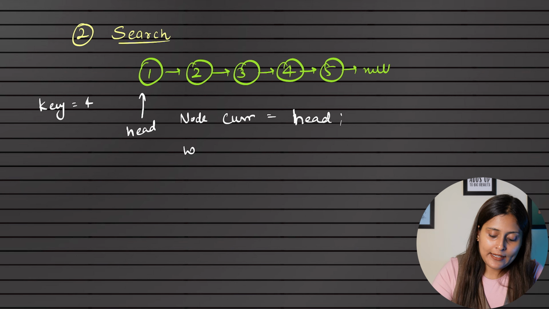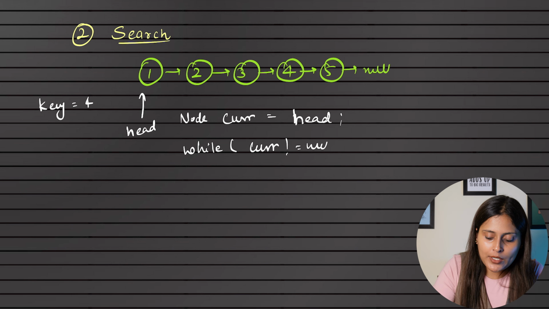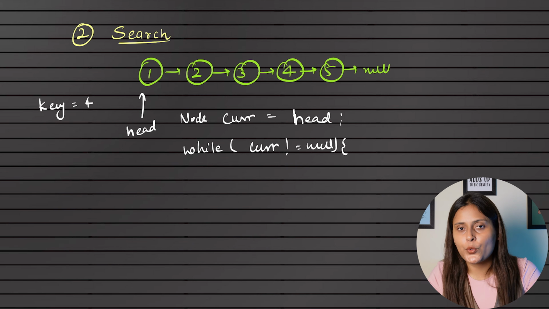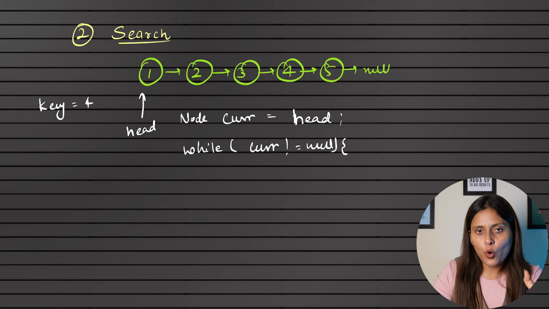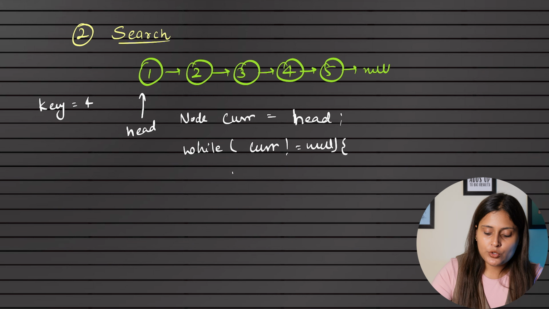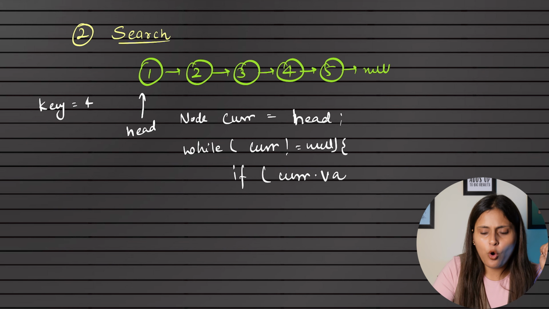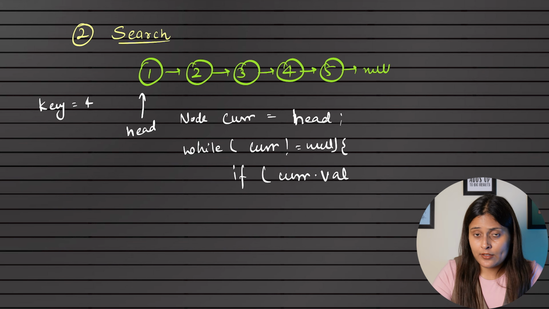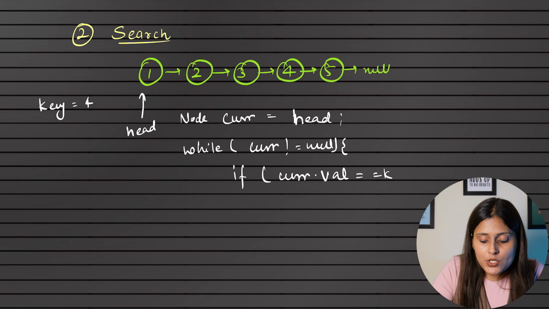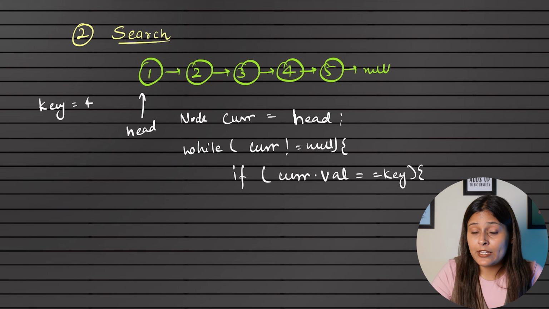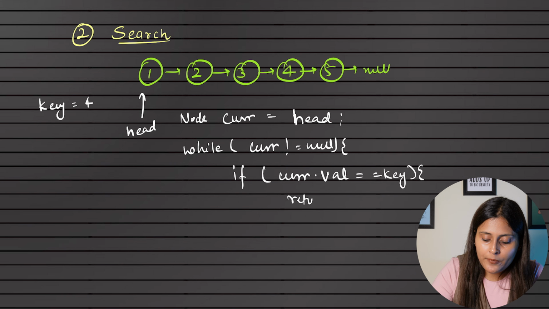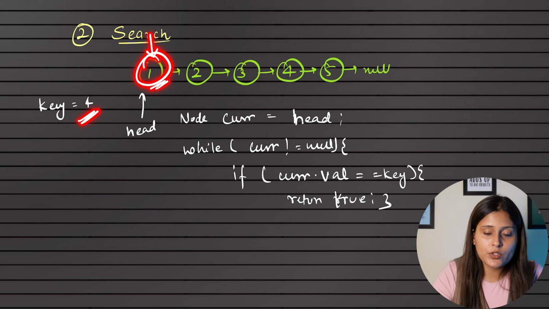So what do we have to write? We simply write a while loop: while my current is not equal to null. Now in this, what do I want to do? I have to check if that node value is matching the key or not. So we'll write if current dot value or data, whatever is mentioned in the constructor, matches the key which has been given in the function, we will return true. But initially where are we? At 1. Does this match with 4? No.